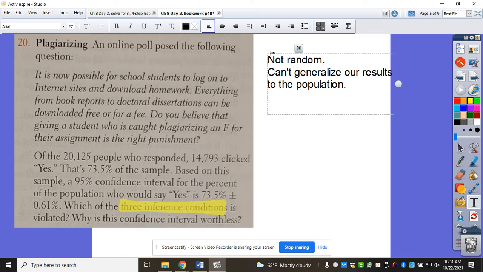What's another condition? Independent. How do we check independent? 10% condition. What's our lowercase n? Sample size, which is 20,125 people. What do I do with that? 201,250 people, that's how many people could have responded. Would be our N. Are there at least that many people who could have responded? Yes. So 10% condition checks out. What's our other condition? What have I not written yet? Normal. We didn't talk about this one yesterday, but it's the same one as chapter 7. How do I check normal if it's proportion?